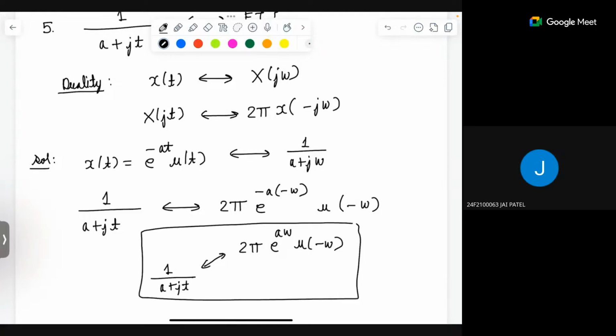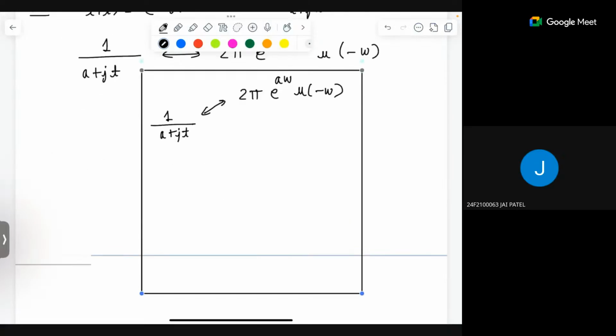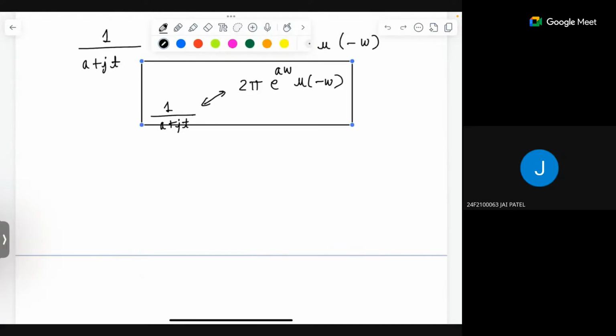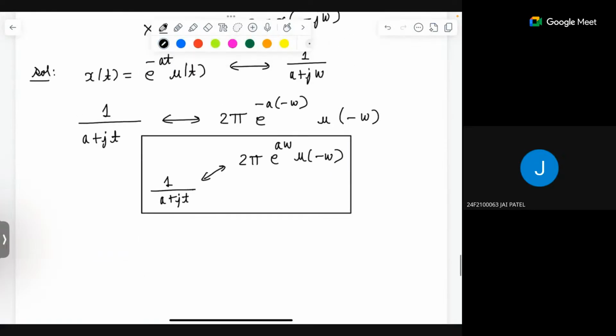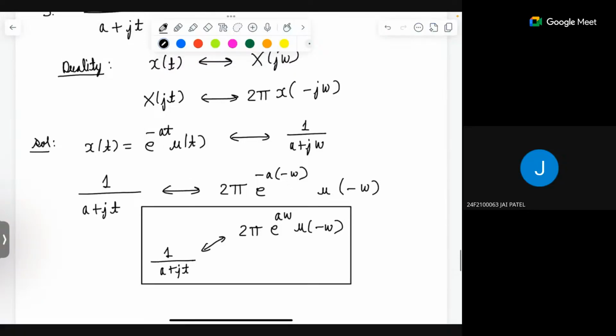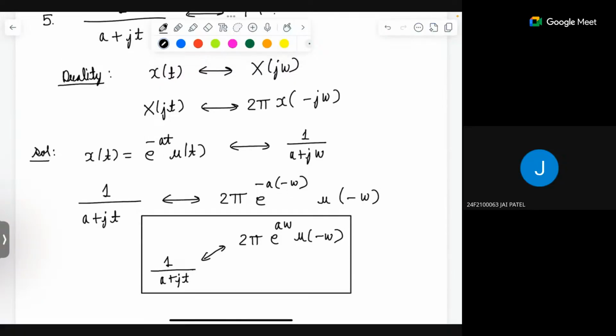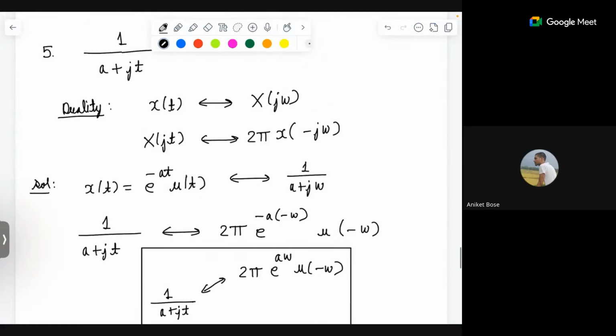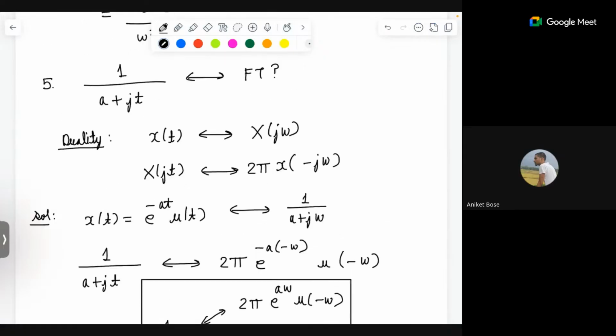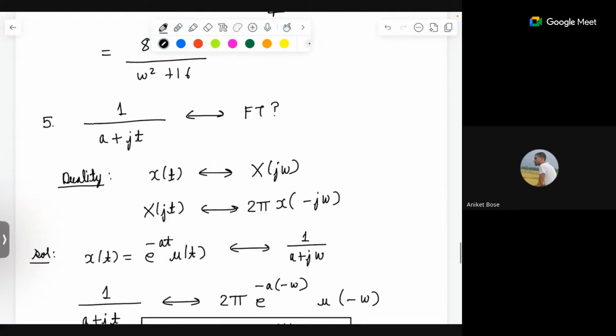Did you understand this? We just simply use the property of duality here. Sonali, did you understand? Yes, ma'am. In the question, was it x of t or x of jt? In the fifth question, I have 1 upon a plus jt.